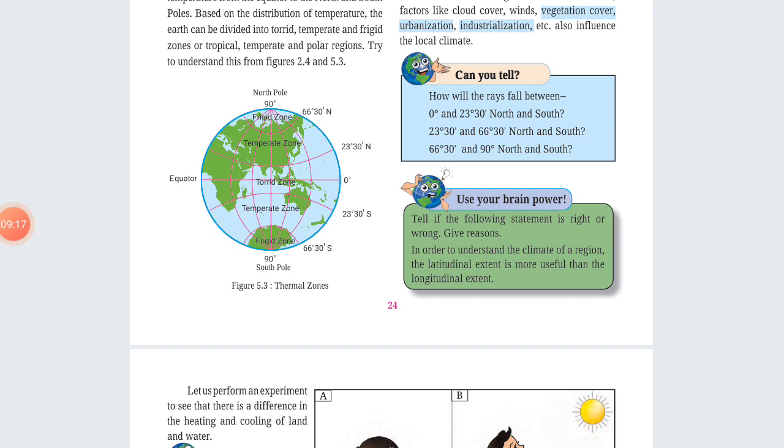The rays fall between 0 degree and 23 degree 30 minute north and south, 23 degree 30 minute and 66 degree 30 minute north and south, 66 degree 30 minute and 90 degree north and south. Use your brain power. Tell if the following statement is right or wrong. Give a reason. In order to understand the climate of a region, latitude extent is more useful than the longitude extent.